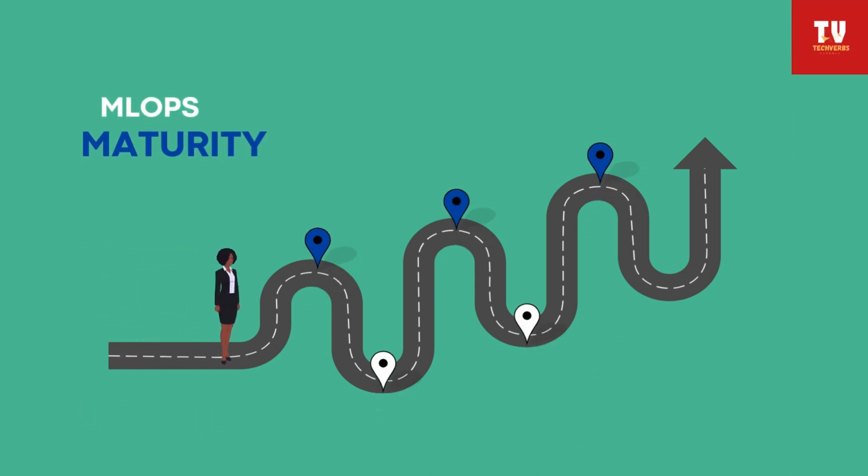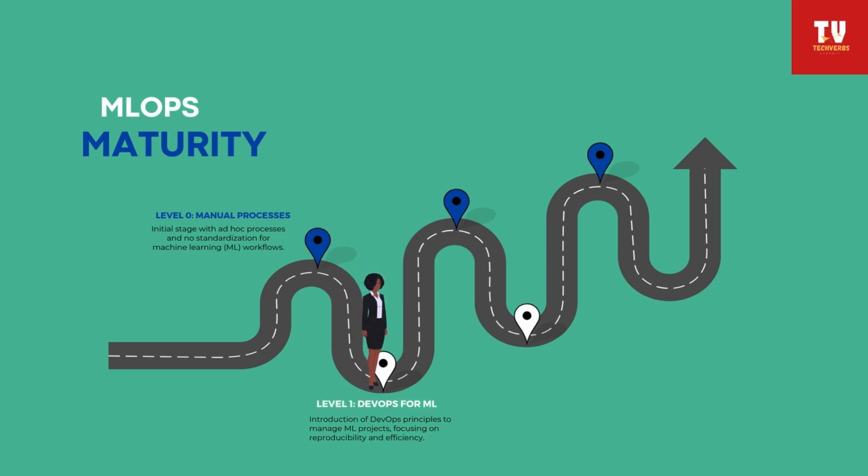MLOps maturity is a journey, starting from level 0, where everything is done manually. Data scientists build, train, and deploy models without automation. At level 1, DevOps practices are introduced, automating parts of the pipeline like model deployment and monitoring.